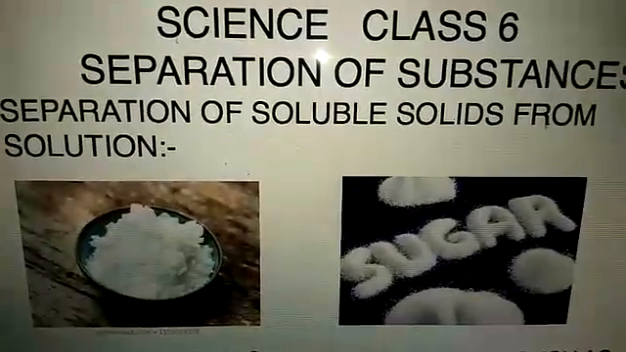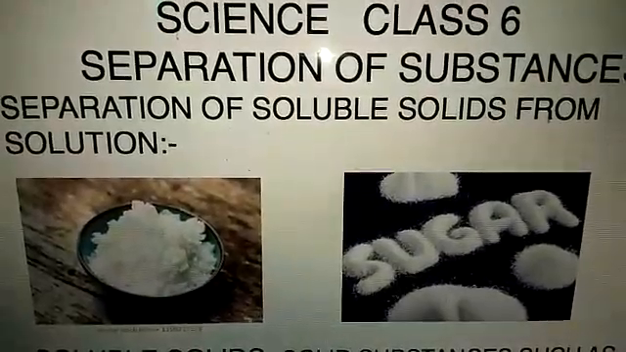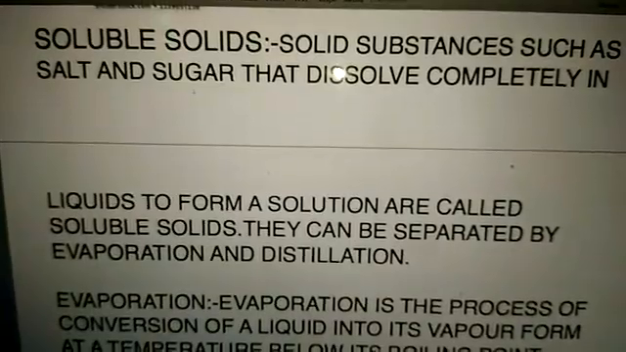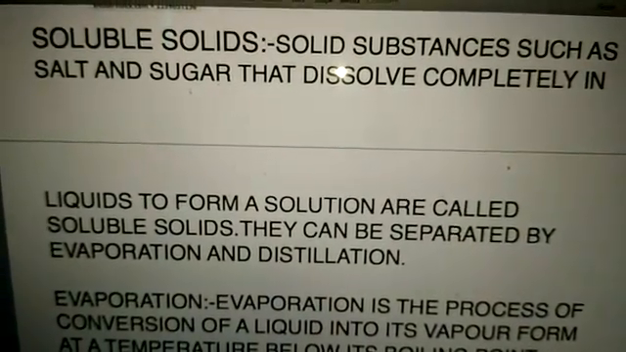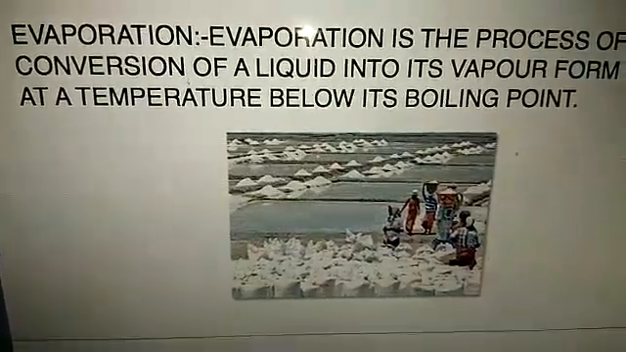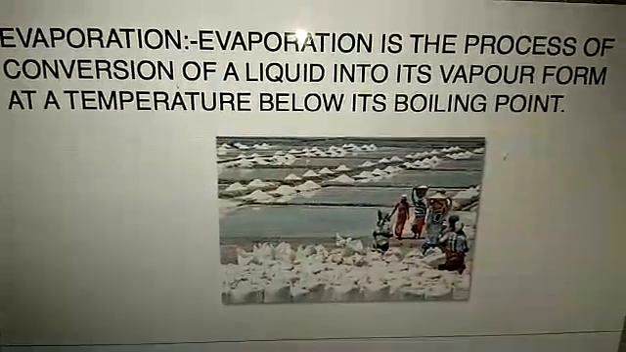As you can see in the picture, there are two soluble solids, sugar and salt. Soluble solids. Solid substances such as salt and sugar that dissolve completely in liquids to form a solution are called soluble solids. They can be separated by evaporation and distillation. So first of all, let's get to know what is evaporation.